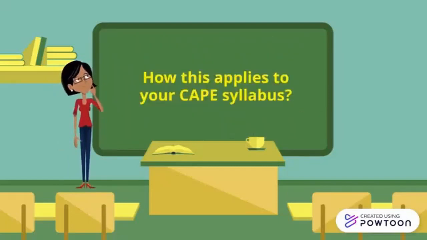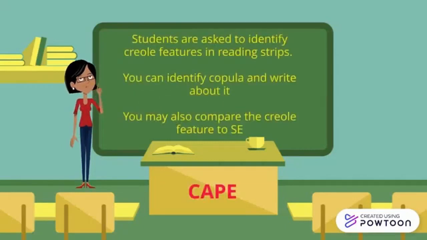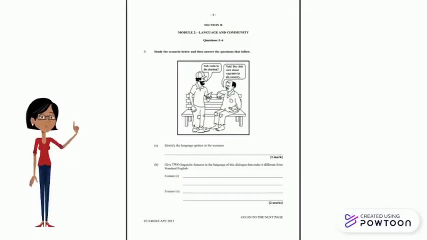How does this fit into your CAPE syllabus? Well, students are often asked to identify Creole features in reading passages during the exam. Copula may be a feature you can identify and write about. You may also be asked to compare these Creole features to Standard English. This is a CAPE past paper practice. You can pause and look at it.